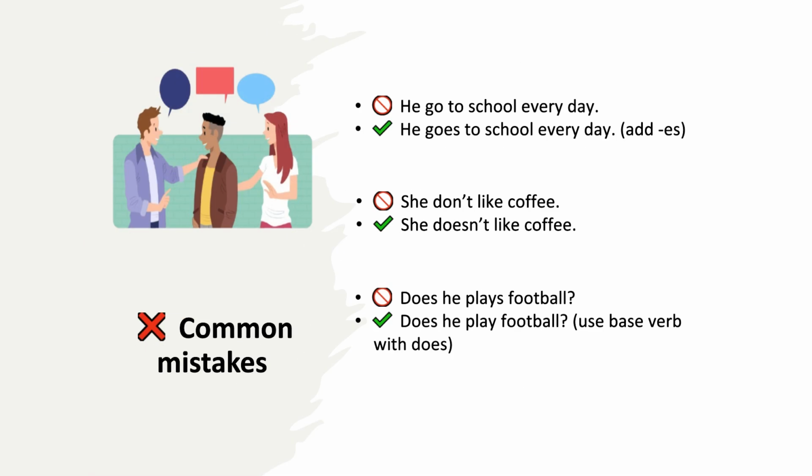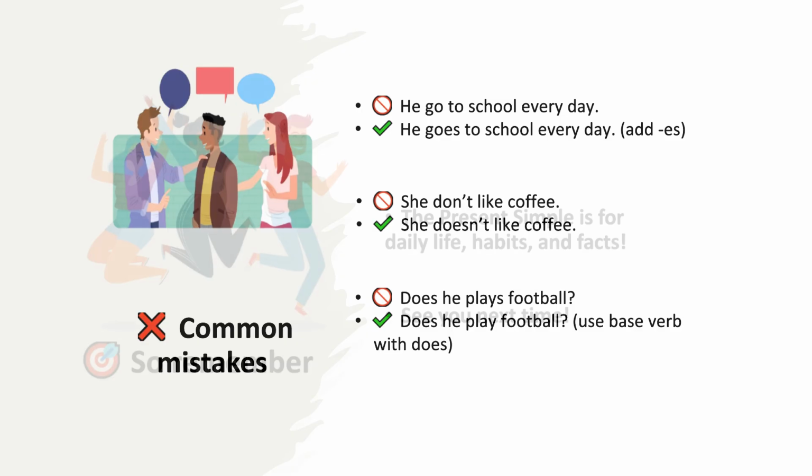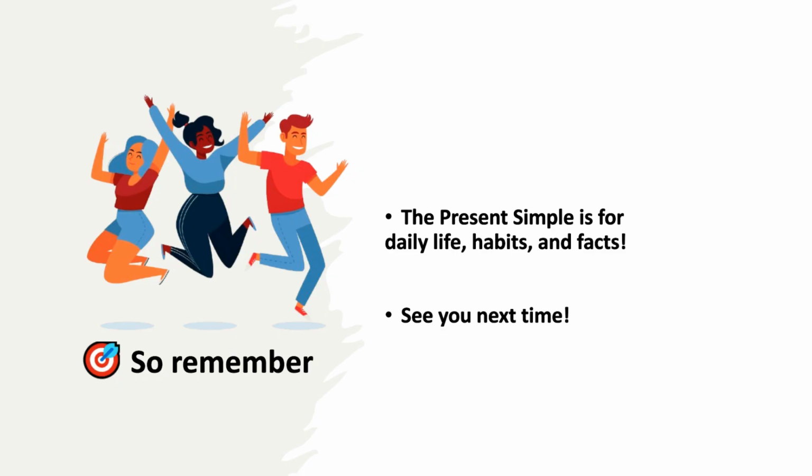Common mistakes. He go to school every day. That's the wrong one. He goes to school every day. We add s or es to the verb. She don't like coffee. That's the wrong one. The correct one is she does not like coffee. Does he plays football? Wrong. Does he play football? Use base verb with does. That's the correct one. So remember, the present simple is for daily life, habits, and facts.